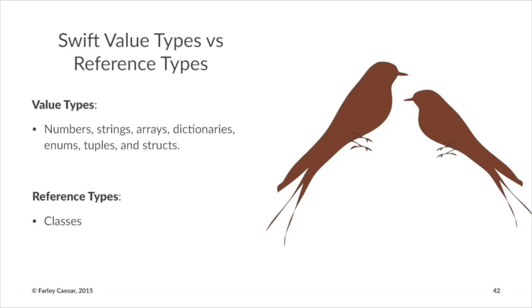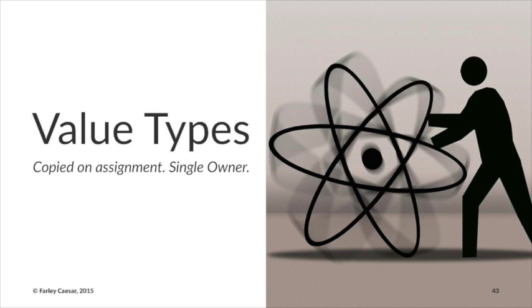So in Swift, there are value types, which are numbers, strings, arrays, dictionaries, enums, tuples, structs, and reference types, which are basic classes. You can see how Swift is very much weighted towards this value-oriented approach, which I think is interesting. So what is a value type in Swift? It's kind of this atomic thing, where it's copied on assignment and it has a single owner. And what do I mean by copied on assignment? I took this from an Andy Matuschak slide.